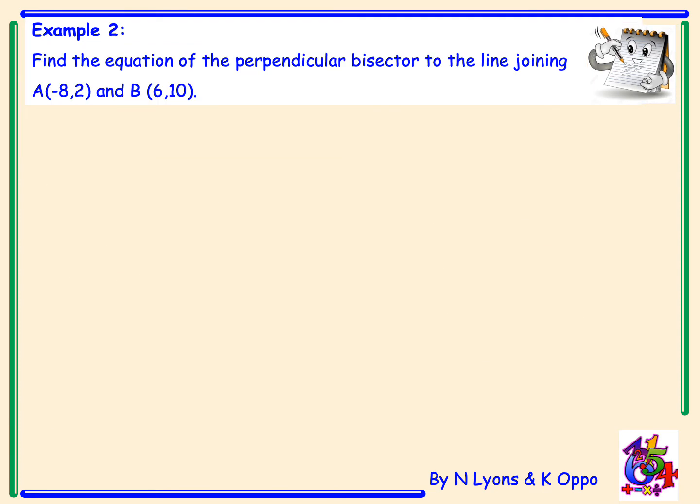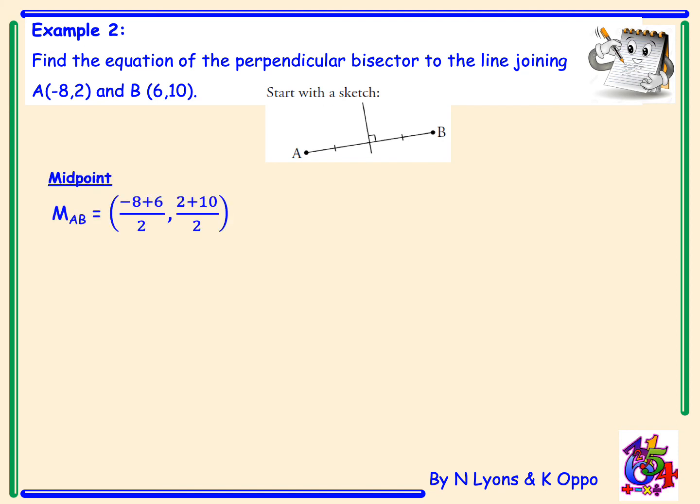Example 2. Find the equation of the perpendicular bisector to the line joining A, -8, 2 and B, 6, 10. Again, start with a sketch. Midpoint. The midpoint of AB would be -8 plus 6 over 2, adding the x coordinates and halving, then adding y, 2 plus 10 over 2. This will give us a midpoint of -1, 6.